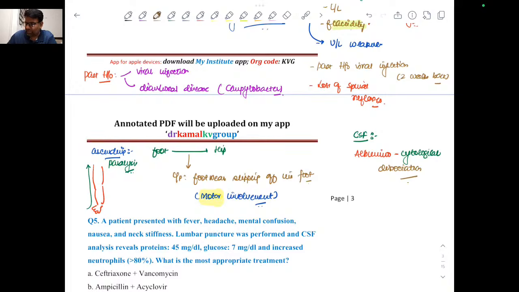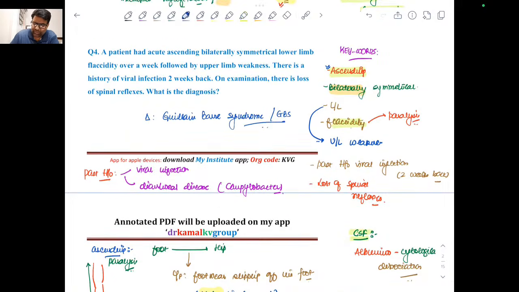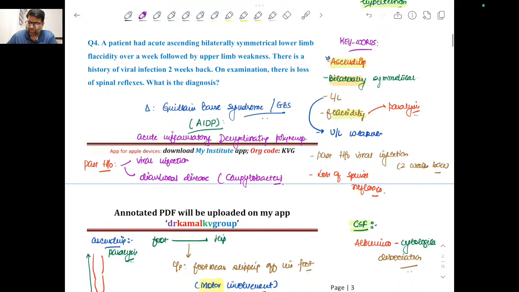So please remember this term, albuminocytological dissociation. The moment you have this word with you, always go for diagnosing the condition as Guillain-Barré syndrome, which is under acute inflammatory demyelinating polyneuropathy. Okay, so that's kept under which condition? Acute inflammatory demyelinating polyneuropathy, right? So that's very important.